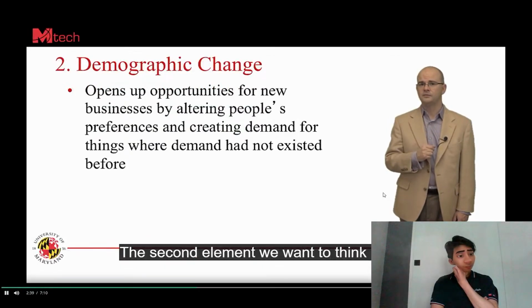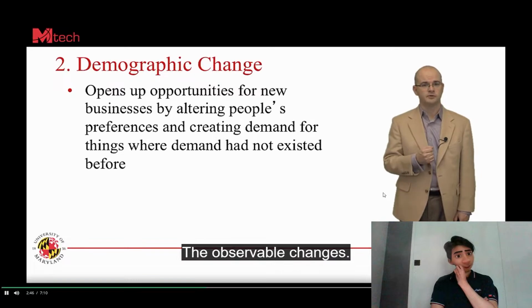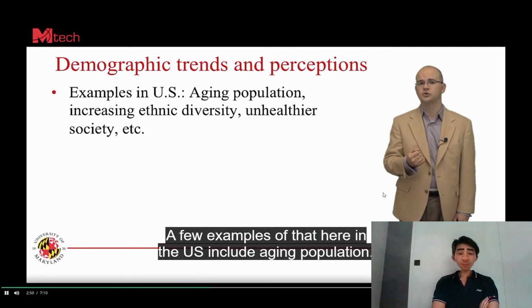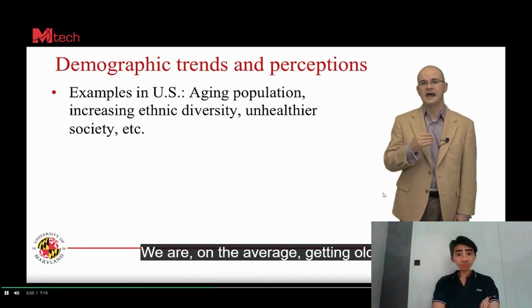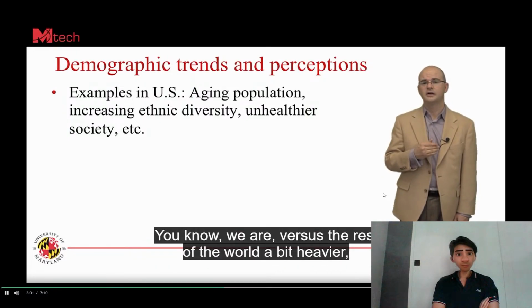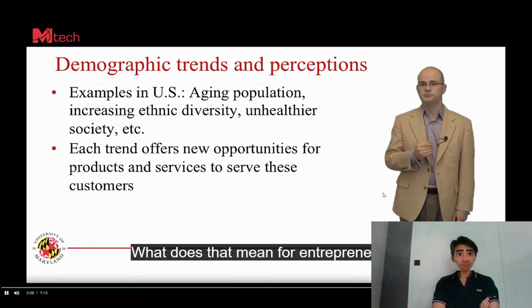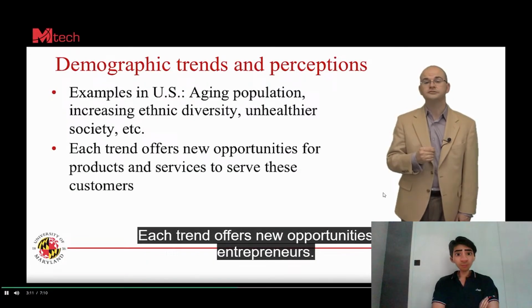The second element we want to think about as we discuss macroeconomic factors is demographics, the demographic changes that are going on in the space, the observable changes. A few examples of that here in the U.S. include aging population. We are, on the average, getting older, increasing ethnic diversity in the U.S., an unhealthier society. We are, versus the rest of the world, a bit heavier, a bit unhealthier in a variety of measures. What does that mean for entrepreneurs? Well, each presents opportunity. Each trend offers new opportunities for entrepreneurs.